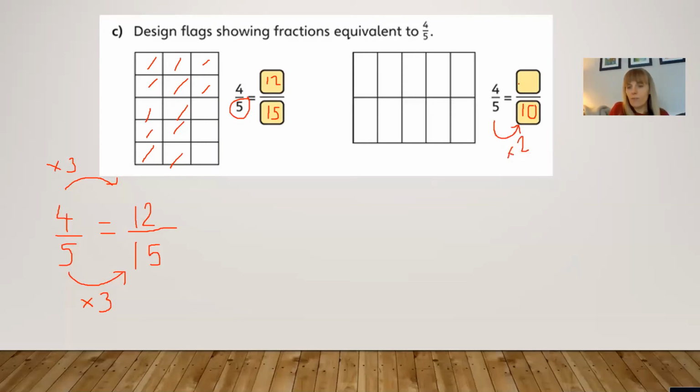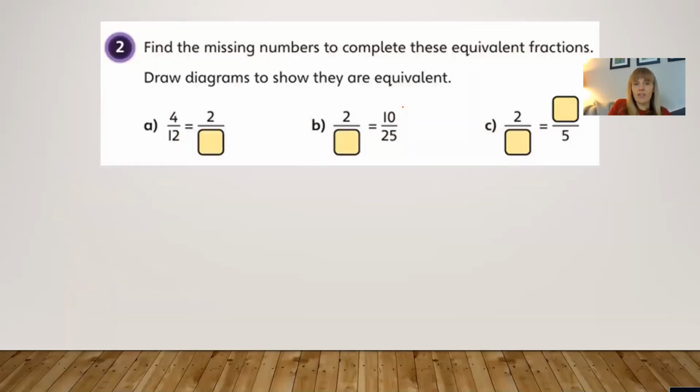So if I've timesed this by 2, what have I got to multiply 4 by? I've got to multiply by 2, which will give me 8. But this time I would have to shade in 8 squares in order to show 4/5. Okay. All right, now this again is another practice of finding the equivalent.